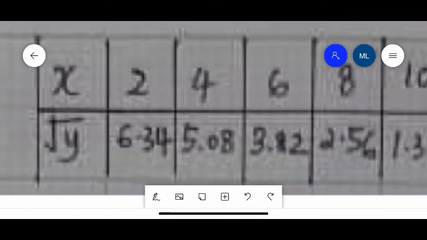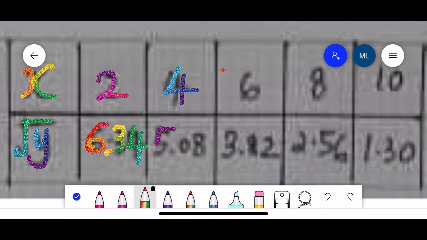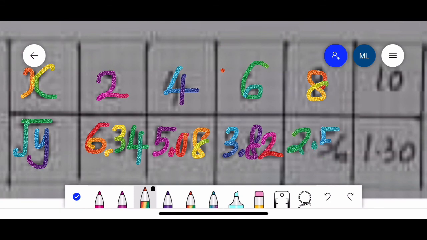So you have X 2, 4, 6, 8 and 10. Looks very simple. Alright, then you have the square root Y. Can you see that? I'm going to highlight for you X, and then you have 2, and you have square root Y, which is a big Y. So we are going to list down one by one. 2, you got 6.34. 4, you got 5.08, right? 6, you got 3.82. And then 8, you got 2.56. And 10, you got 1.30, right?